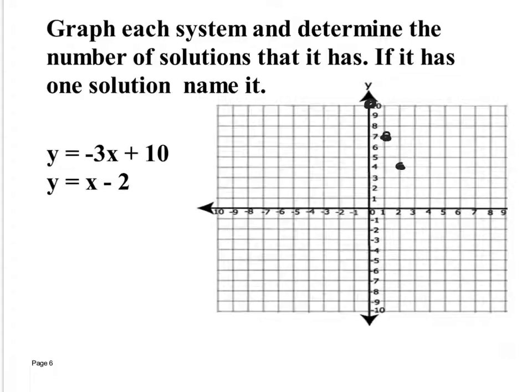So that's what that looks like, and I can draw that. And I need to draw y equals x minus 2. It has a y-intercept of negative 2, and it goes up 1 over 1 every time. So that's what the system looks like. Now you determine the number of solutions. How many solutions does it have? One. It has one solution, so we need to name it.